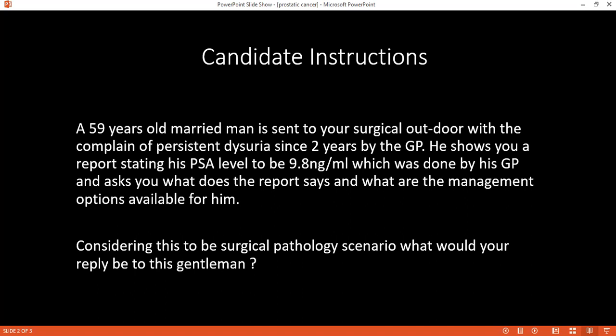Transrectal ultrasound followed by a biopsy. For this, the patient should consent first and then be placed in the extended lithotomy position. Following that, we first engrave the patient.